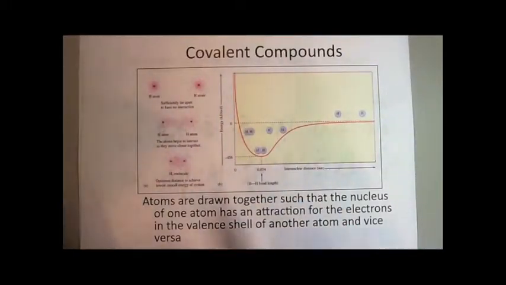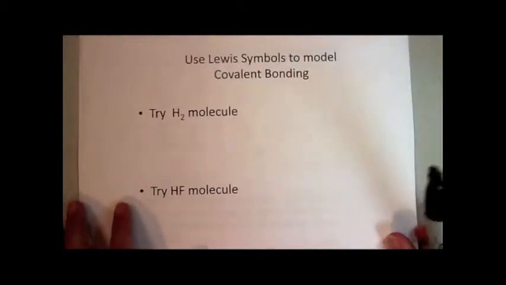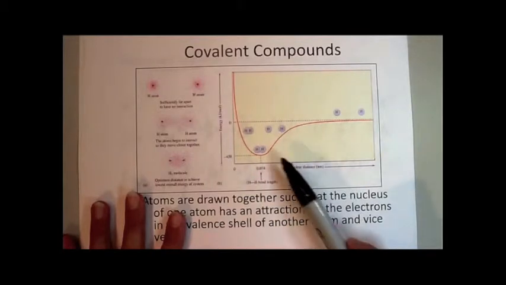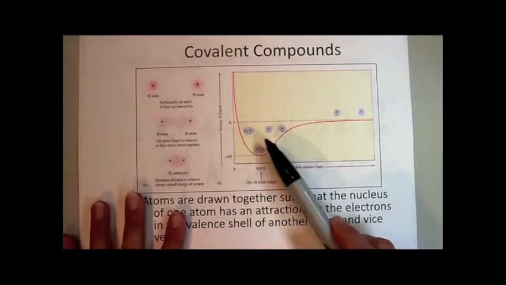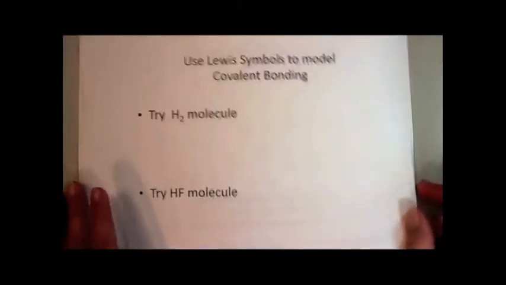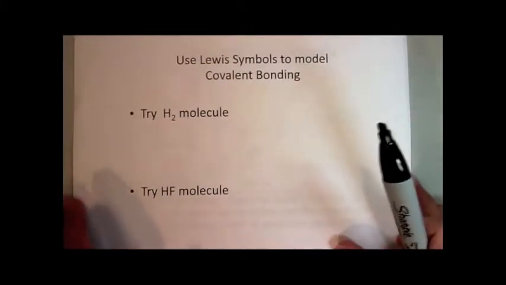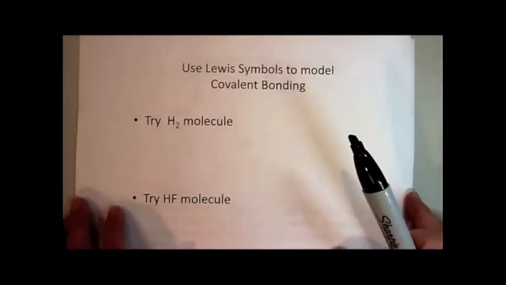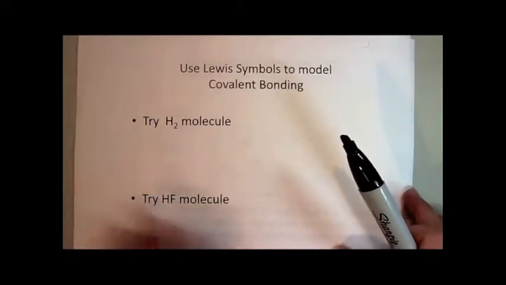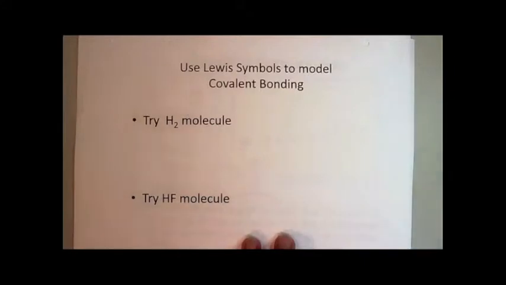So let's try to model this using the Lewis symbols. Okay, let's try the H2 molecule using the Lewis symbol. We have this kind of complicated picture showing us the reason why it happens is because this is the lowest energy configuration for this collection of protons and electrons. That's sort of complicated, but there's easier ways using Lewis symbols to make what we call Lewis structures to predict the type and number of covalent bonds that exist in these molecules, covalent compounds.